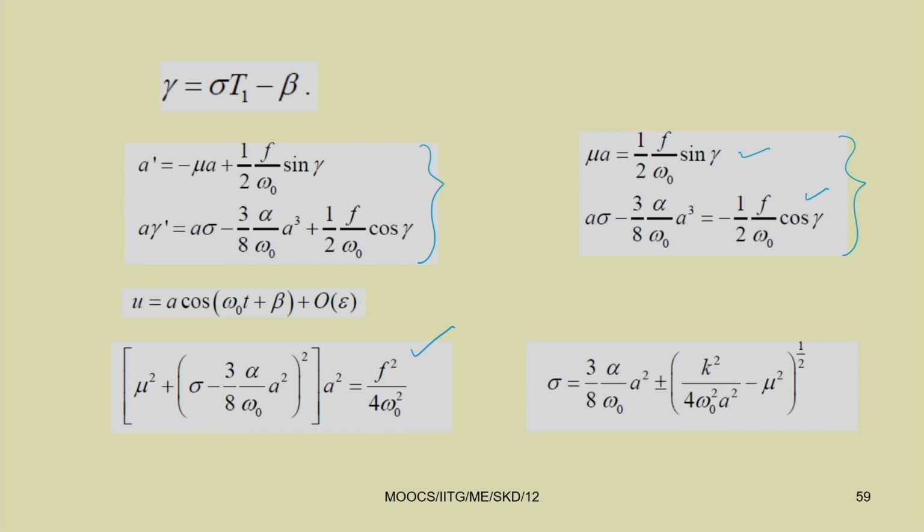Here the equation is in the form of a to the power 6, or quadratic in sigma. So, one can conveniently use this quadratic equation in terms of sigma and solve it to get sigma equal to 3 by 8 alpha by omega 0 a square plus or minus the square root of k square by 4 omega 0 square a square minus mu square.